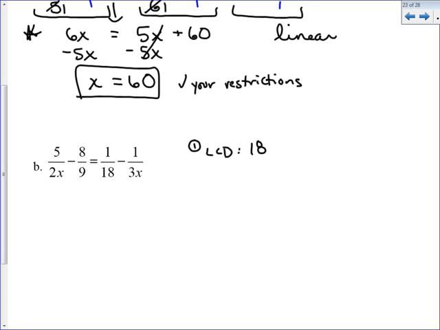But that's not going to clear these. That's going to clear the 2, the 9, the 18, and the 3, but that's not going to clear my denominators completely. What else do I need in my LCD? X. You have to have the X because you see an X in any of your denominators. But at most, we've just got that one.